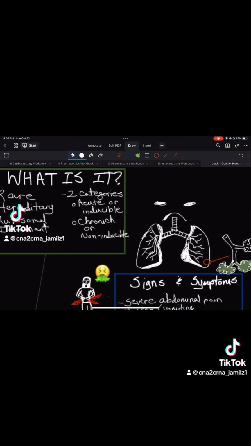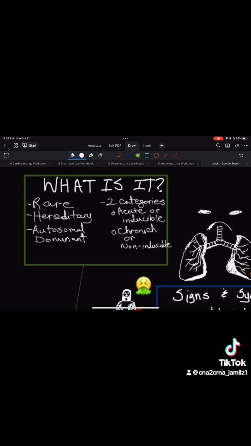This disorder is a rare hereditary autosomal dominant disorder. Hereditary means that the person inherited the trait for this disorder from at least one of their parents. Autosomal means that the gene that expresses this disorder is located on one of the autosomal chromosomes and not one of the sex chromosomes. Dominant means that only a single copy of the mutated gene is required for the disorder to be expressed in this person.